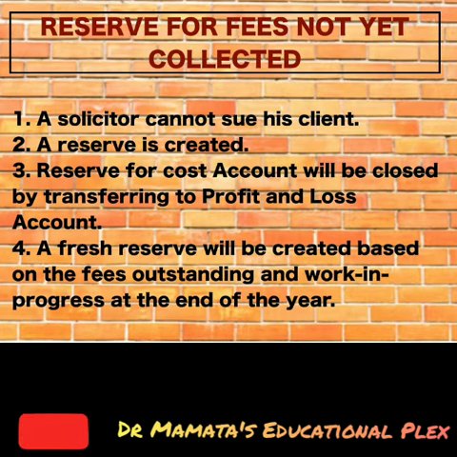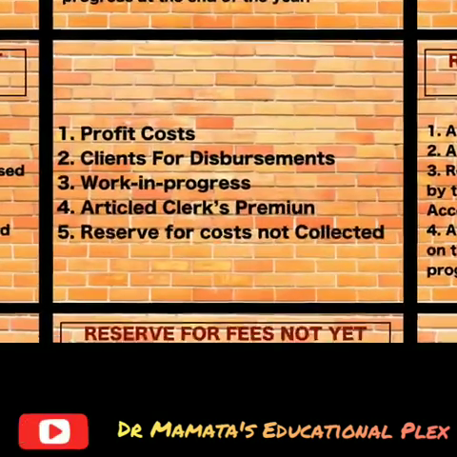In the succeeding year, the reserve for costs account will be closed by transferring to profit and loss account. Then again a fresh reserve will be created based on the fees outstanding and work in progress at the end of that year. So by this way, the books of accounts are maintained in our solicitor's account.